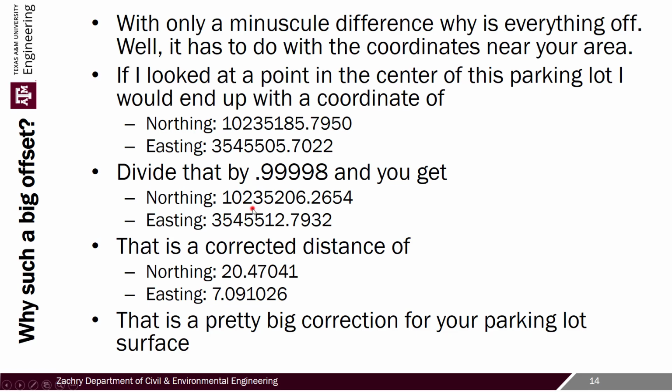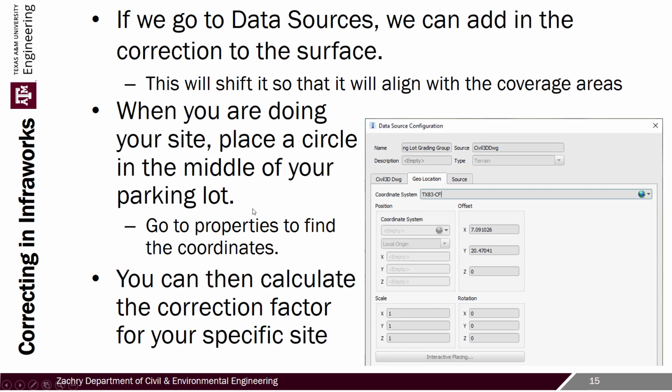And so what we're going to do to fix this is I'm going to go into the surfaces, and the surface that I added in, I'll double click on it in data sources, and I'll click on the geolocation tab. There I can go ahead and put in my corrections in the X and Y position. Then if I hit OK, it'll line up.